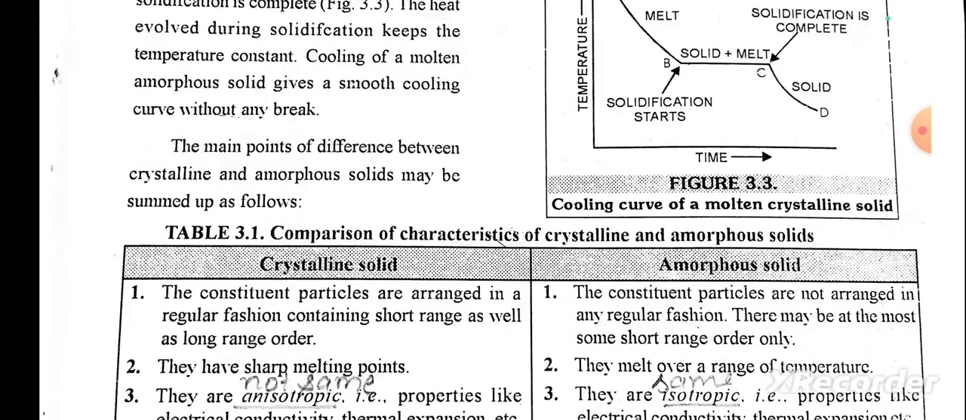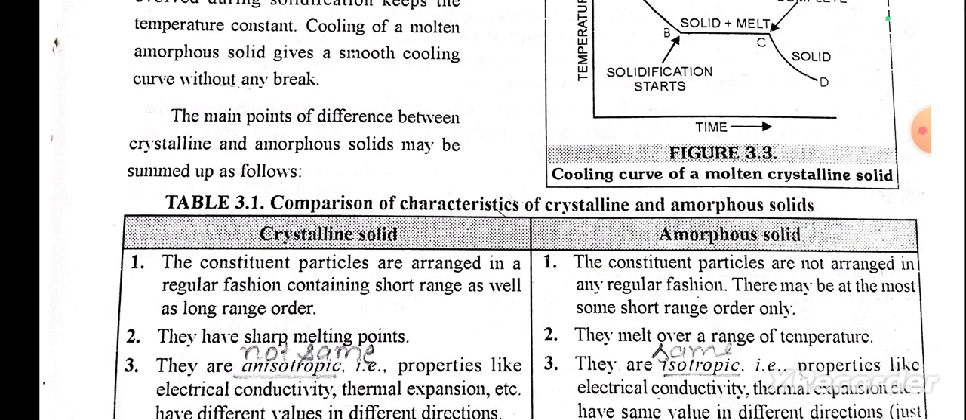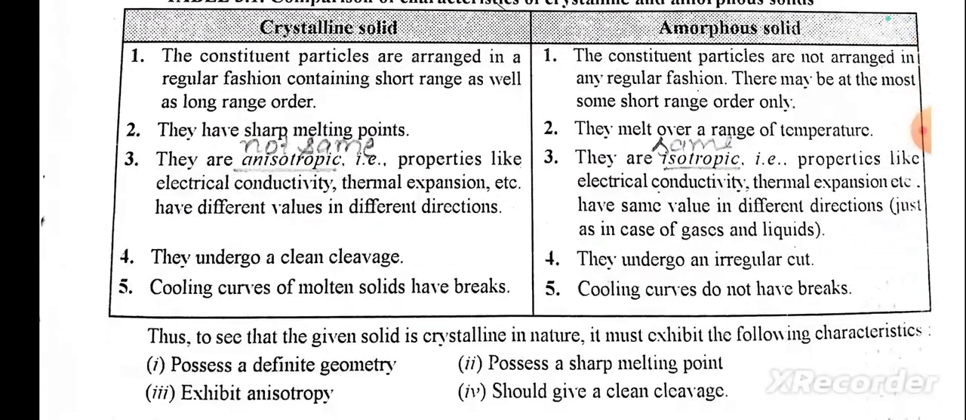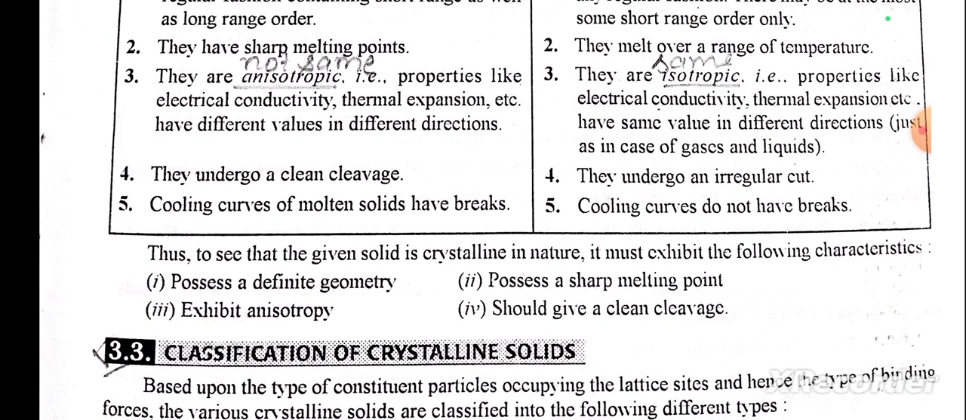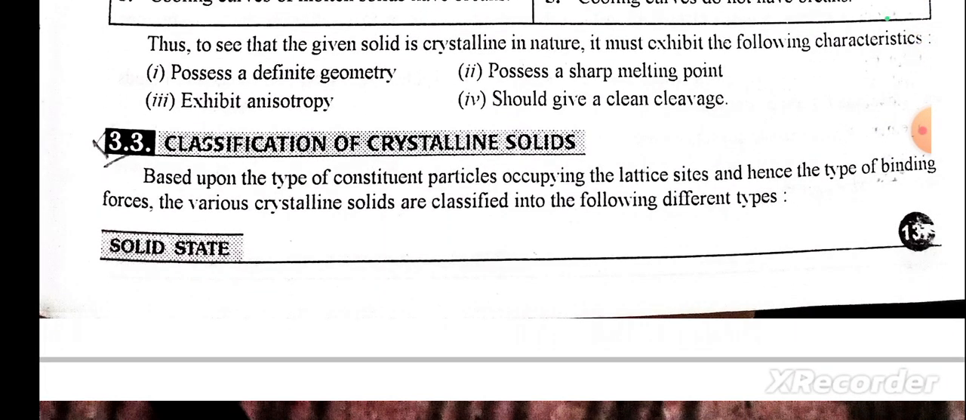The main points of difference between crystalline and amorphous solids may be summarized as follows. To see whether a given solid is crystalline in nature, it must exhibit the following characters. First, possession of a defined geometry. Second, possession of a sharp melting point. Third, existence of anisotropy, and fourth, it should give a clean cleavage.